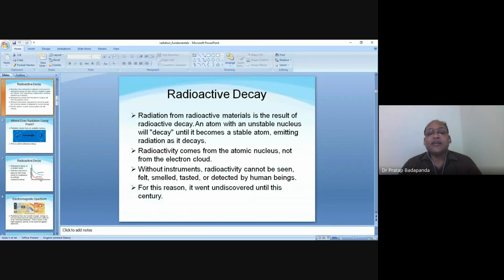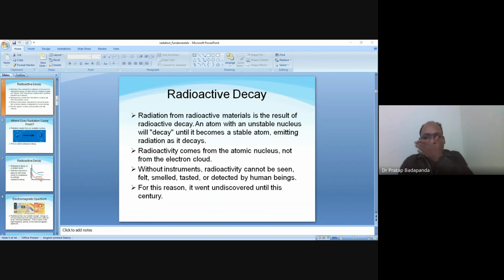Radiation from radioactive materials is the result of radioactive decay. If we take the example of carbon 14, which is radioactive in nature, and carbon 14 shows any kind of radiation, that is your radioactive decay. Radioactive decay means the radiation associated with that particular radioactive element.